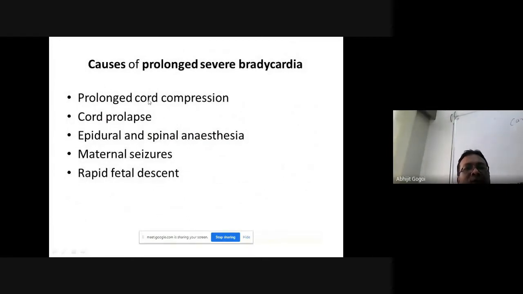Then this is usually cord compression. Whenever the cord is compressed, it can lead to severe bradycardia. And how to identify it in CTG? There's a constant decrease of the heart rate. But this is not the only thing. We have to also look at the variability, which we'll discuss next.